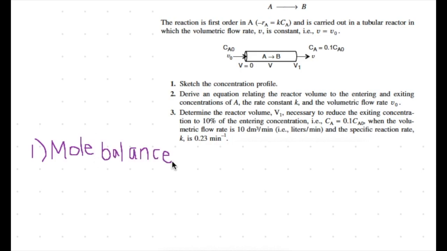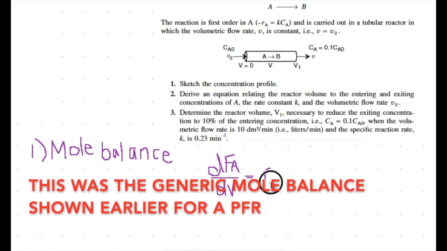Many of the problems in this course follow the same steps. We always want to start with a mole balance. And our mole balance is going to be dFA for species A over dV equals rate of A.